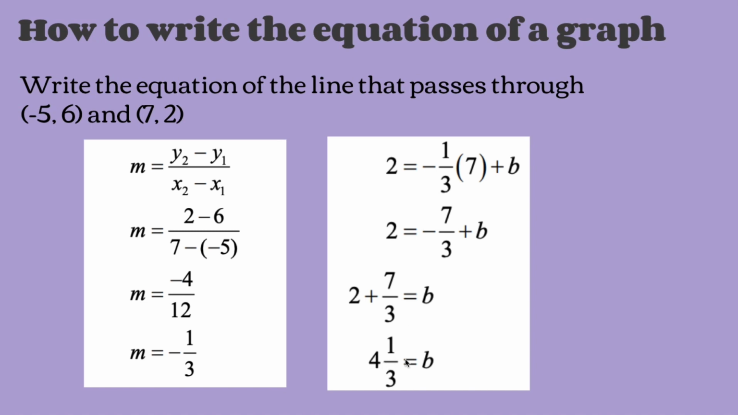So now we have our slope and we have our b value. So we can substitute these back into our slope-intercept form. So our final equation is y equals -1/3 x plus 4 and 1/3. Usually in these type of questions, these fractions are in improper fraction form, but this could also work.